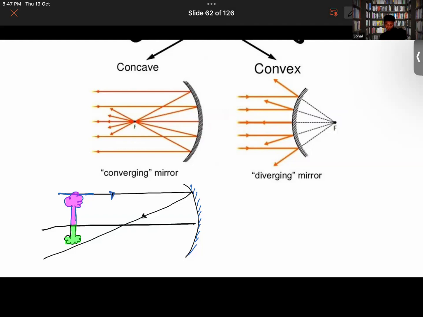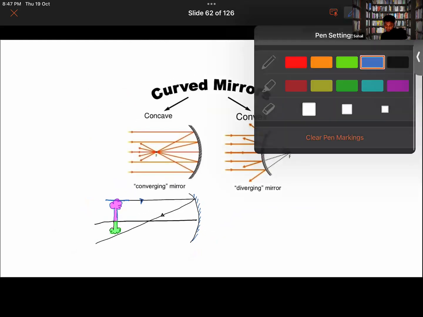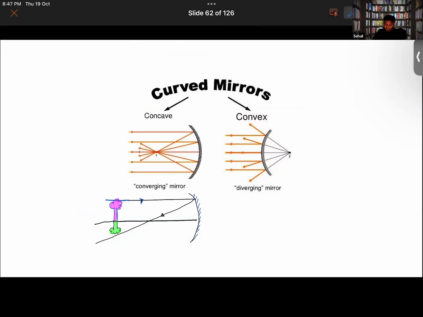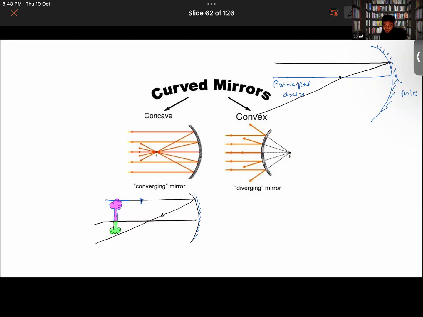Now look here. You will have to study the properties of the mirror. For example, again take this concave mirror. This is the principal axis, and that is the pole. If a light ray comes parallel to the principal axis, then it will get reflected back from the concave mirror and will pass through this focus. This point here is called the focus.